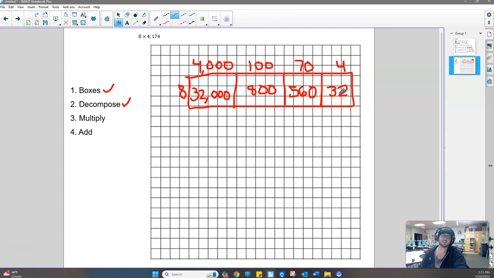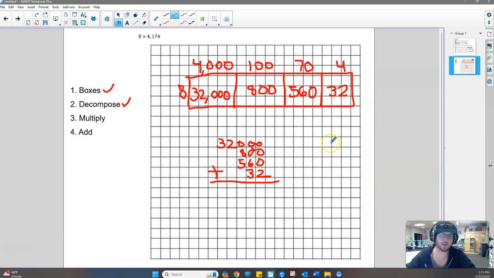Now, one of the biggest mistakes we make when we go to add is just making sure that our place value is lined up. And this is where these boxes come in handy. I'm going to do 32,000. And then I want to make sure that my 800 is lined up in my hundreds place. So 800. 560 is also lined up in the hundreds place. 560. And then 32, the 3 is in the tens. So I have 32. Now I want to add all of those together.